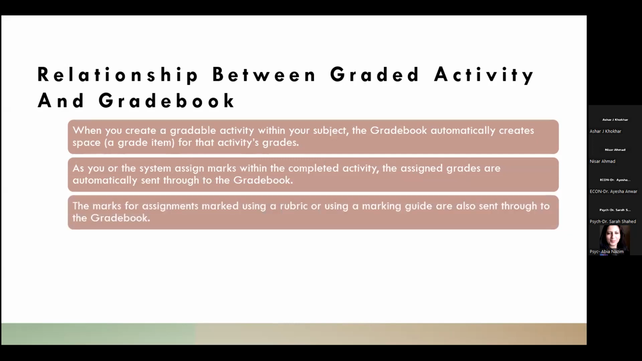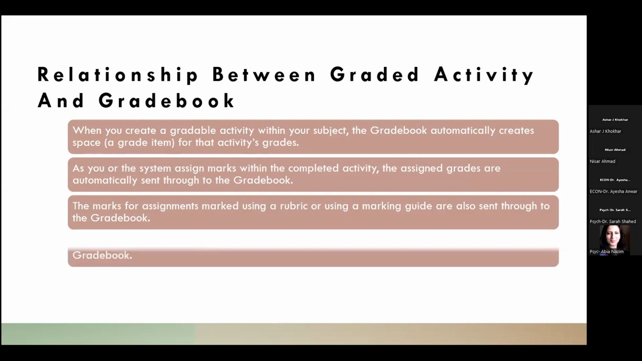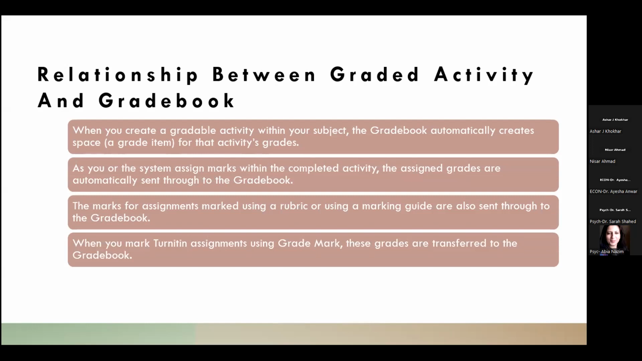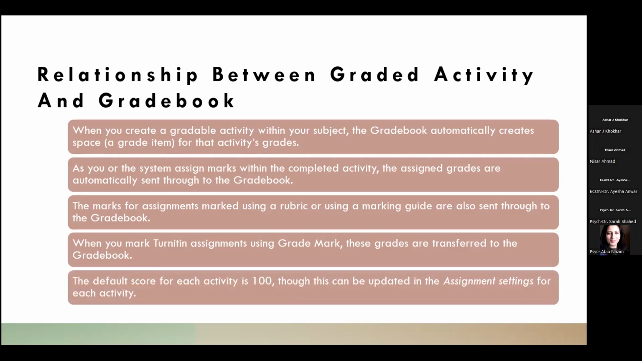Let's say you have checked an assignment in your course page, automatically those marks will be added to the gradebook. And the marks for the assignments, marks using the rubric or using marking guides, because you can use a marking guide as well with your assignments, will also be sent to the gradebook. Similarly, your Turnitin assignments, most of the instructors use Turnitin assignments as well, those assignment marks will also be shifted to the gradebook. One thing you have to understand, the default score for each activity in Moodle is 100, but you can update that default score in the assignment settings or the activity settings.